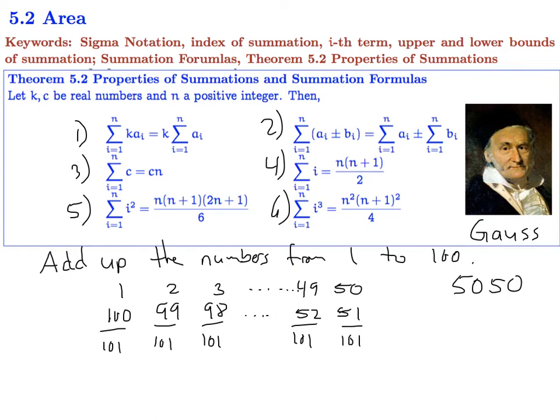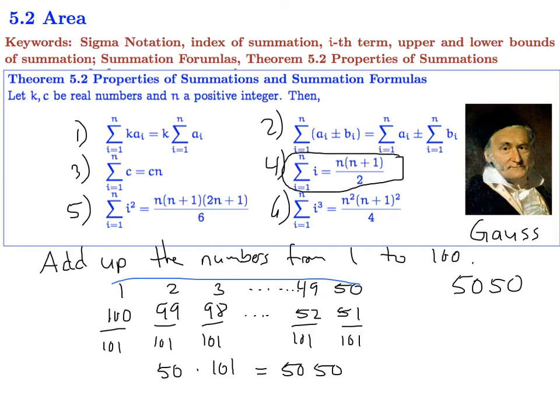And well, how many 101s do I have? Well, since I had 50 numbers, I have 50 columns. So I can just take 50 times 101, and I'll get 5050. And he was right. This was a really quick, slick way to add up all these numbers. And actually what this tells us how to do is this explains to us formula number 4 here.